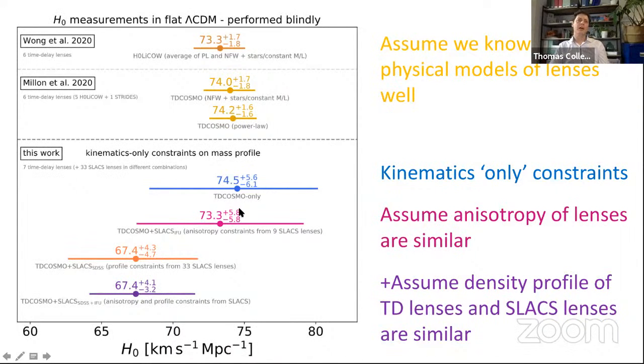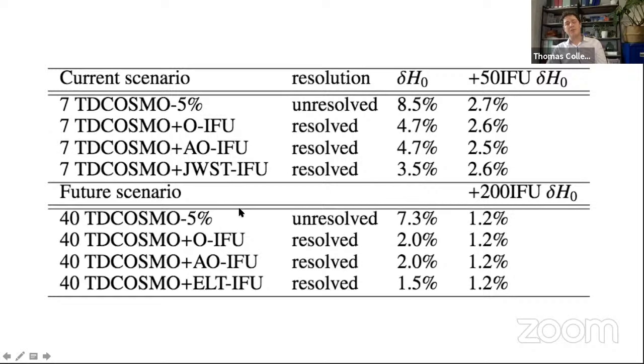The good news is that we're not that far away from being able to do significantly better and getting down to the sort of precision cosmology that you need to be able to lift that degeneracy between the low and the high value of the Hubble constant. This is essentially where we're at the moment with this unresolved velocity dispersion data. If we can get JWST IFU data for the 7 lenses, we get down quite quickly to 3.5% on the Hubble constant without ever having to use any data from SLACs. And excitingly, with 40 lenses, which is really quite trivial for LSST.